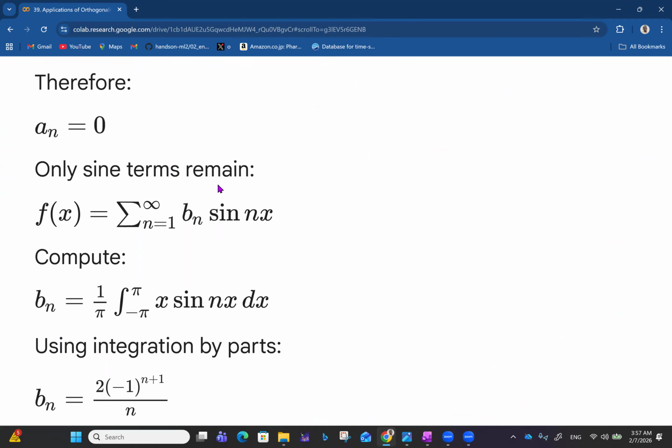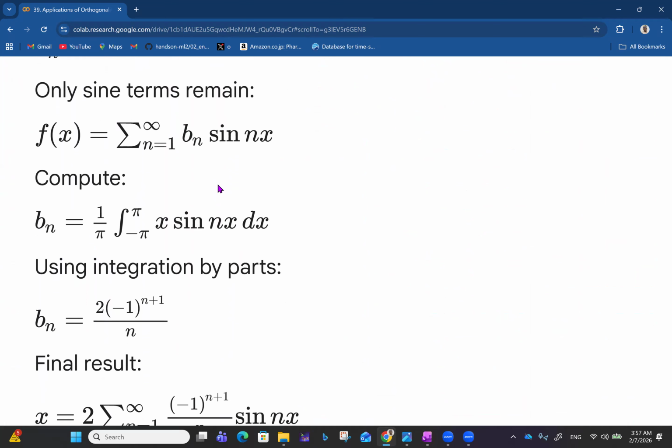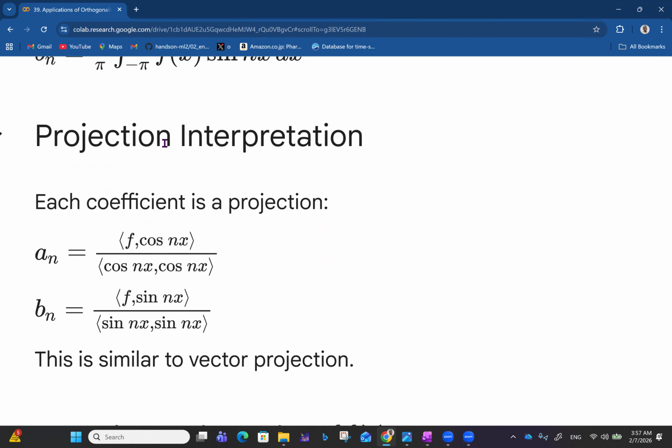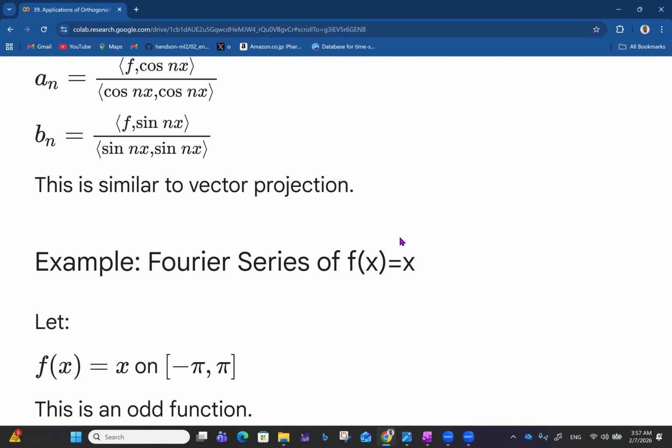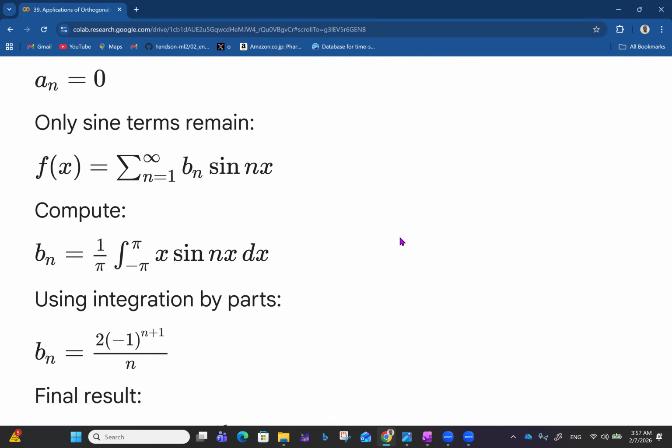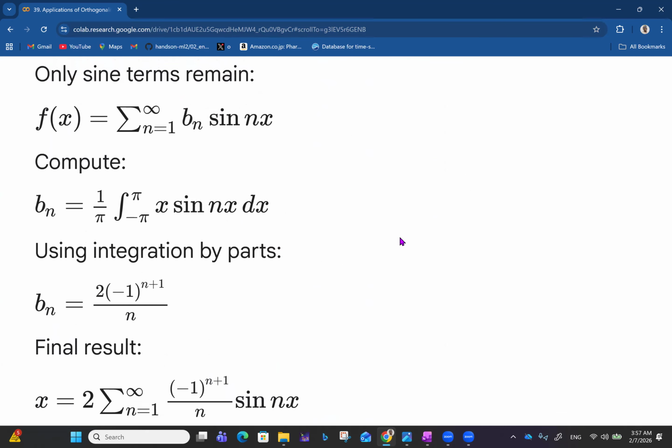So in that case, only sine terms remain. Because all the cos components are gone, f of x is now the summation, see what you have originally, right? Because all the an are gone, only sine remains because bn will not be 0. And as a result, f of x is the summation from n equals 1 to infinity of bn sine nx. We compute bn as 1 over pi integral from minus pi to pi of x sine nx dx. Using integration by parts, we end up getting bn.